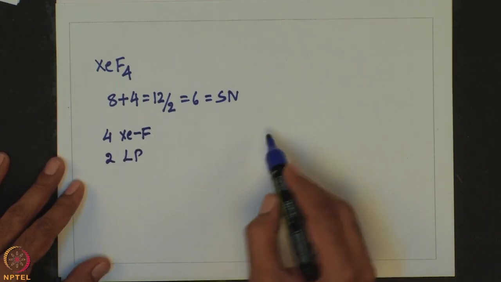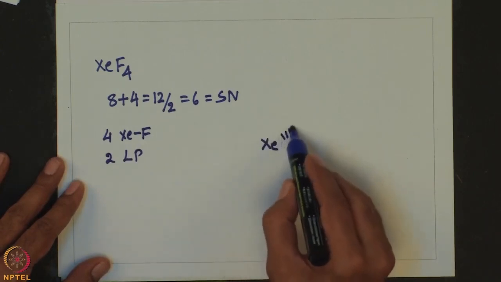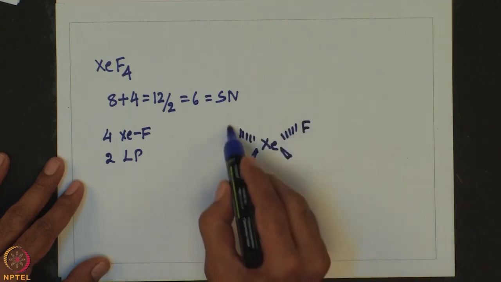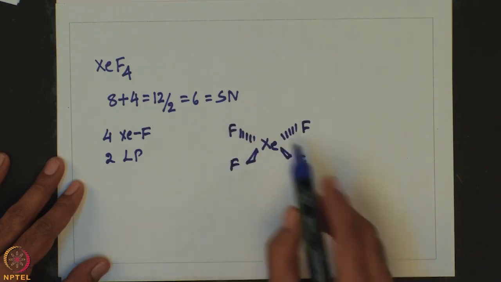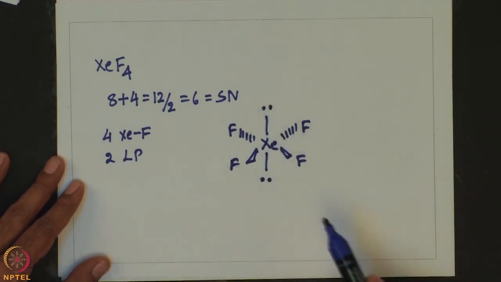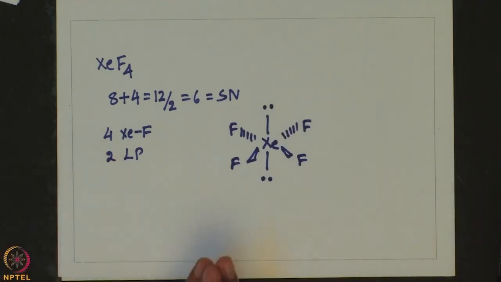The geometry is again octahedral, xenon will be at the center. These are placed here, and in the axial position 2 lone pairs will occupy. So now the geometry of XeF4 is octahedral, whereas the shape is square planar, except those cases where we come across 2 lone pairs in the axial position. We do not have any examples among main group elements that show square planar geometry. Square planar geometry is seldom shown when we have 4 bonded pairs. The preferred geometry is tetrahedral.